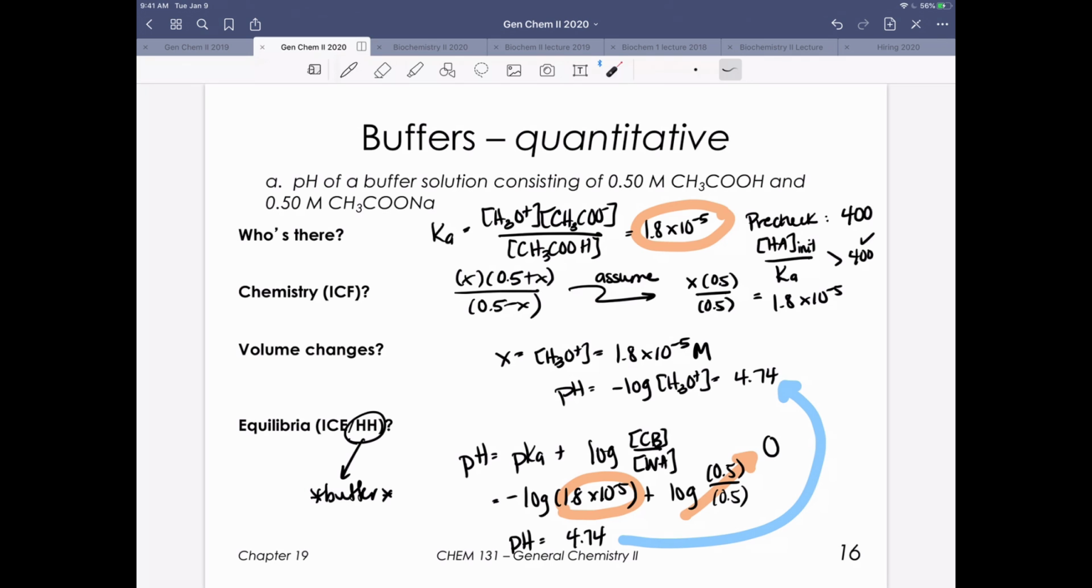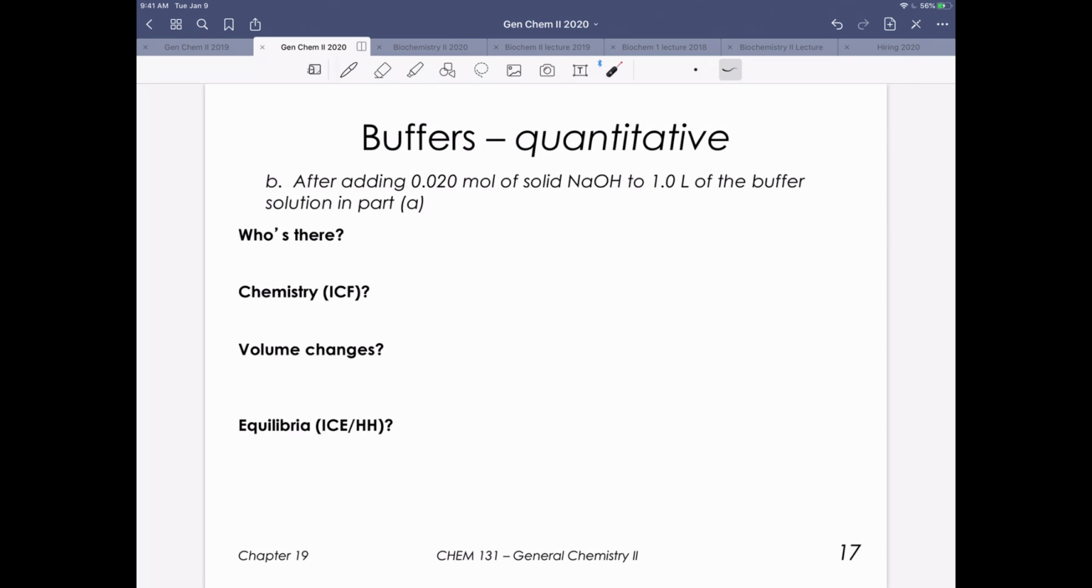Okay, moving on to the last little piece here. Let's imagine that we are going to add some base to this. So we're going to add 0.02 moles of sodium hydroxide to this. We're going to assume that there's no change in volume, so we're still going to have 1 liter of solution. This is something that's going to change. This is going to be an important player when we get to titrations in our next lecture.